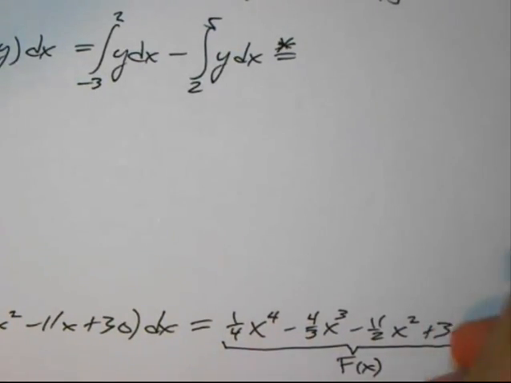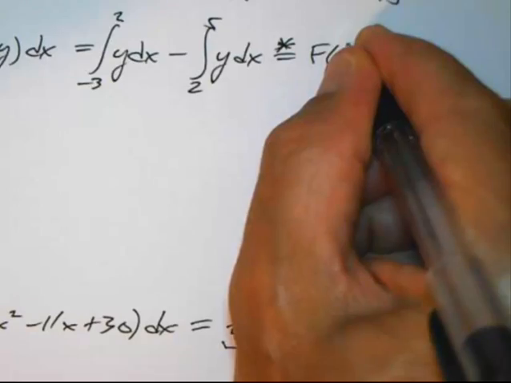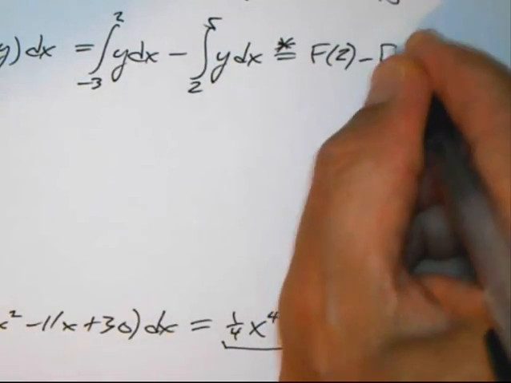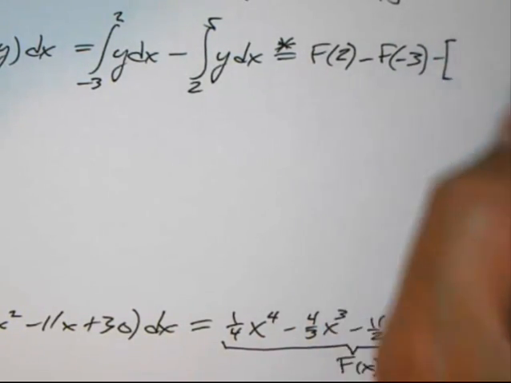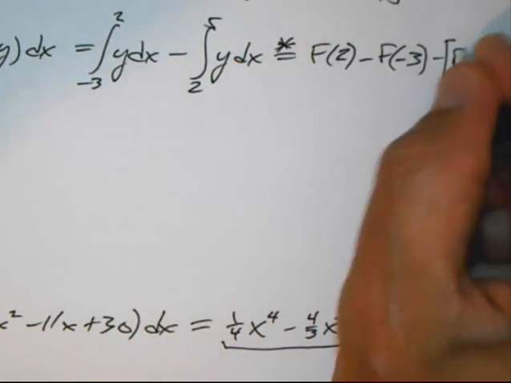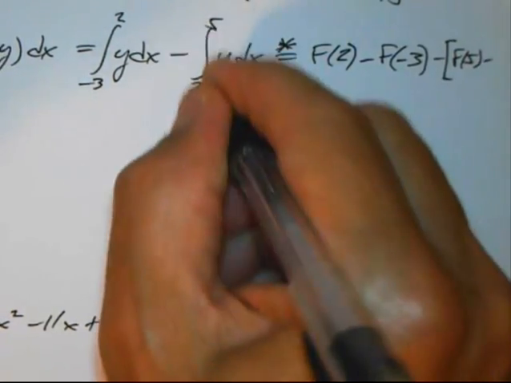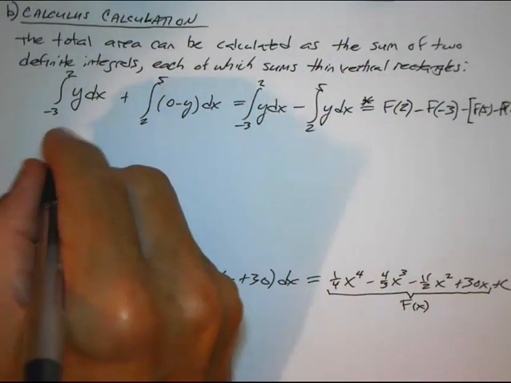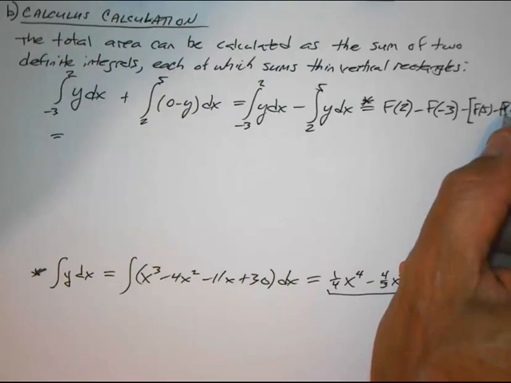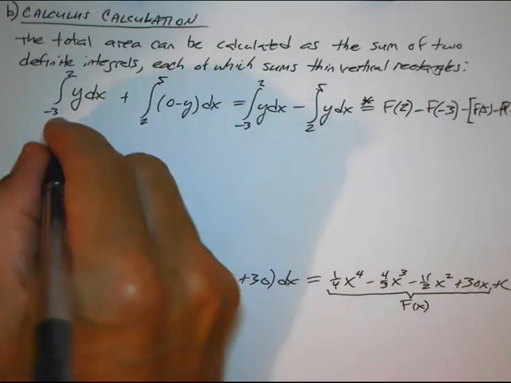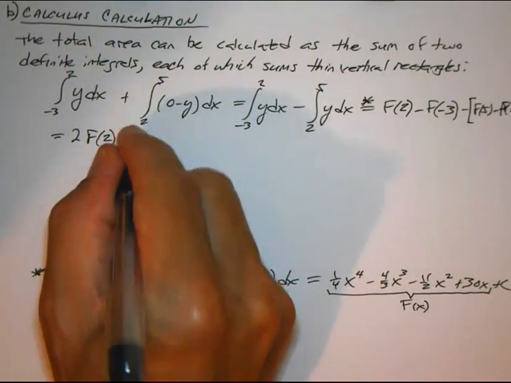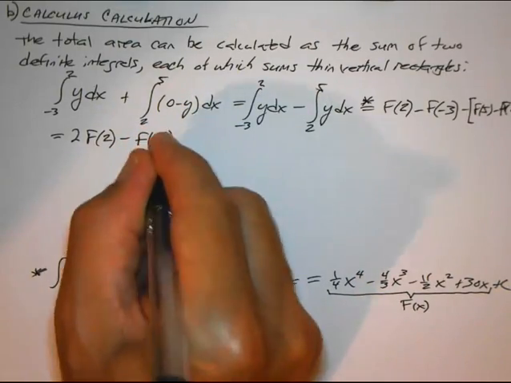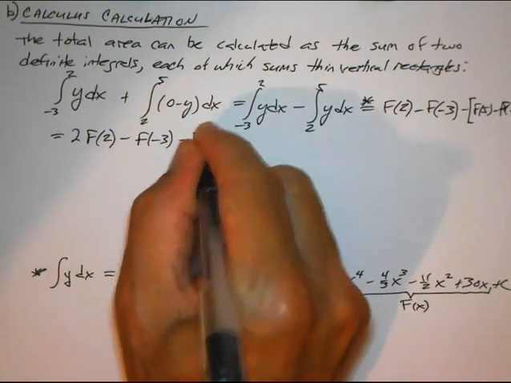Looks like then we're going to have this being cap F evaluated at 2 minus cap F evaluated at -3, subtracting cap F of 5 minusing cap F of 2. And that actually simplifies a bit. This is a minus a negative, that's adding an F of 2. That gives us 2 F of 2's. And then minus an F of -3. And then minus an F of 5.